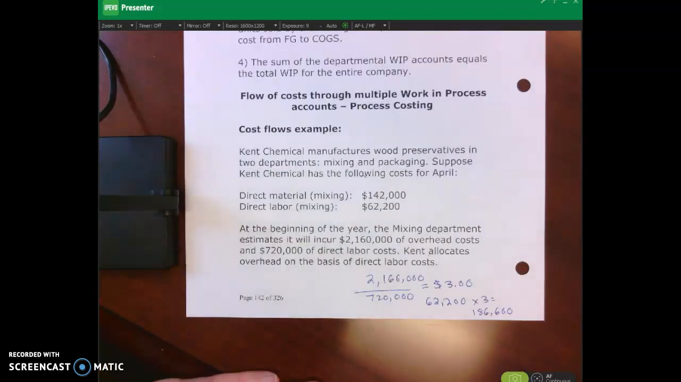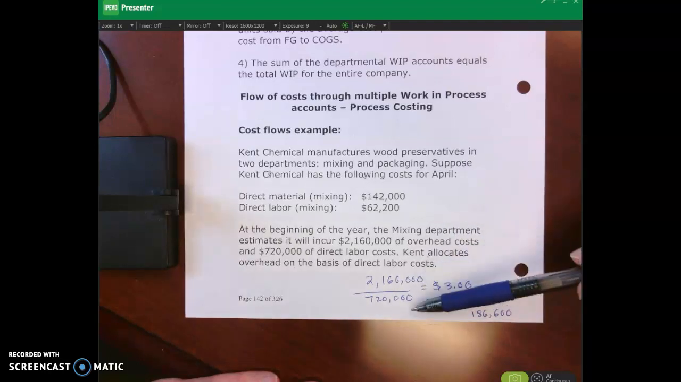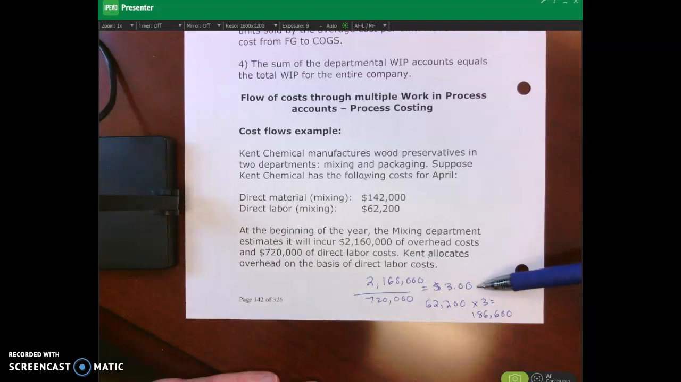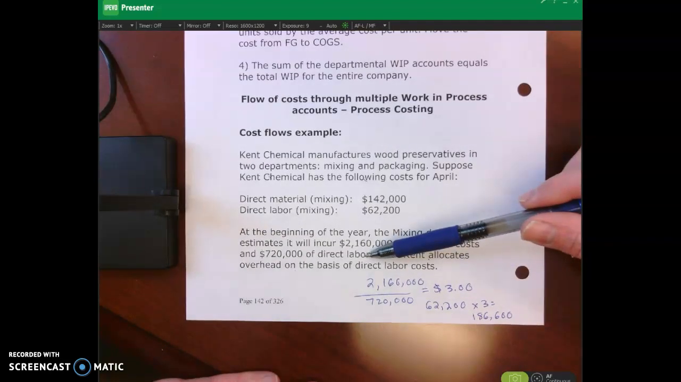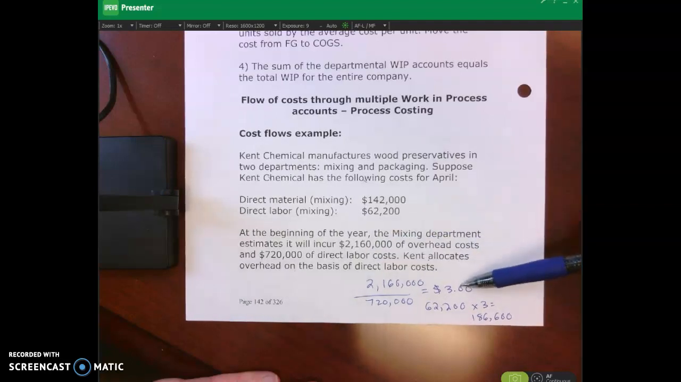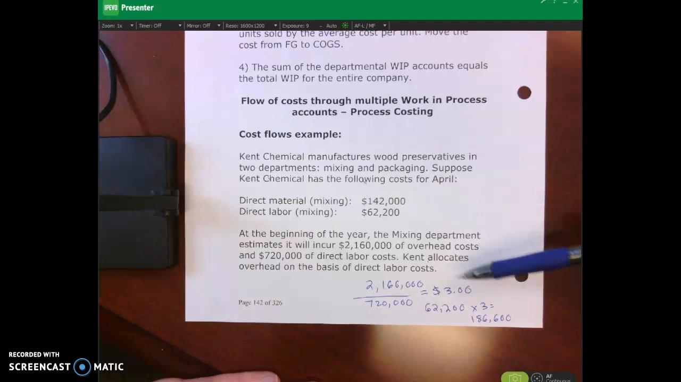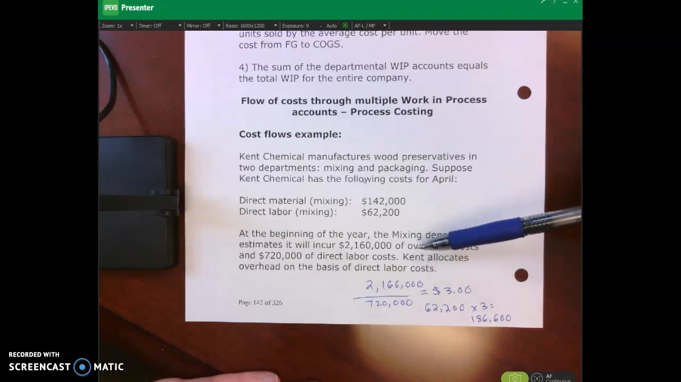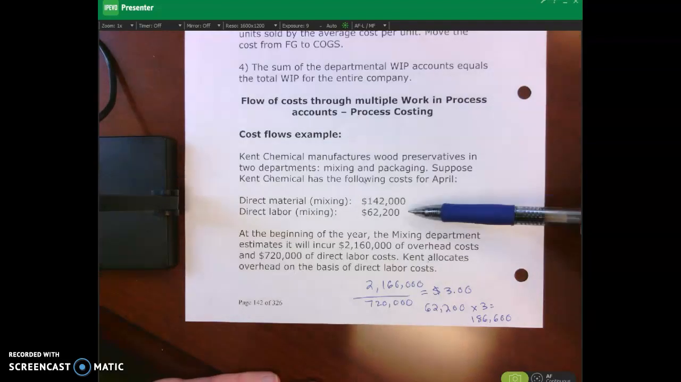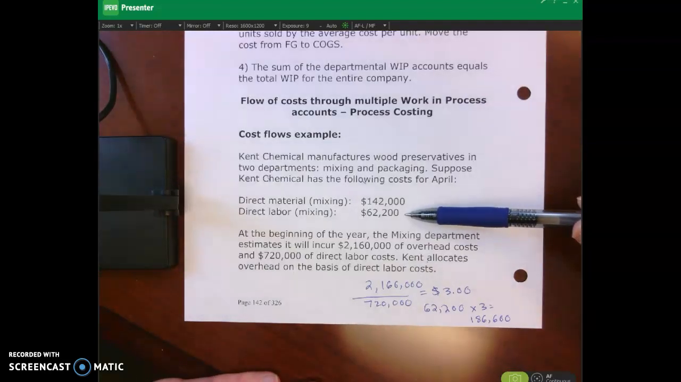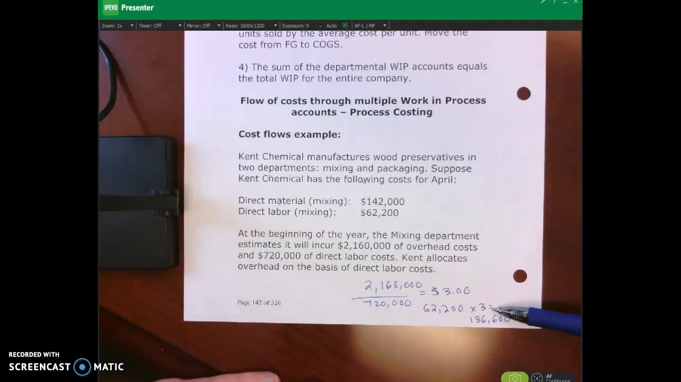Hello and welcome back. And so this is hopefully what you got. We take our estimated overhead divided by our estimated allocation base, which gives us $3. This is $3 of overhead for every direct labor dollar. That's what this is telling you. This is your rate. We apply $3 of overhead for every direct labor dollar in the mixing department. So the mixing department had $62,200 of labor times the $3 of overhead gives us $186,600 of applied overhead.